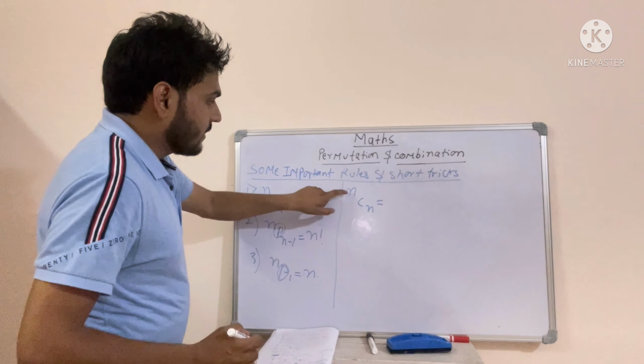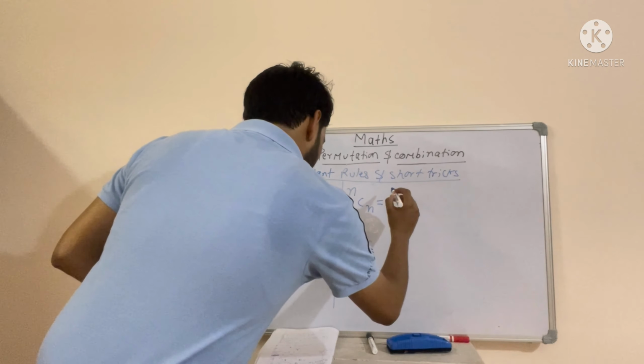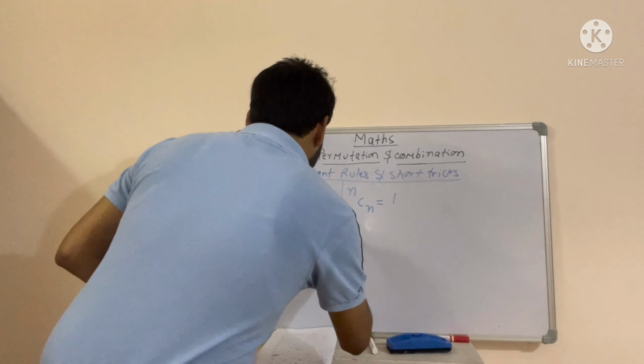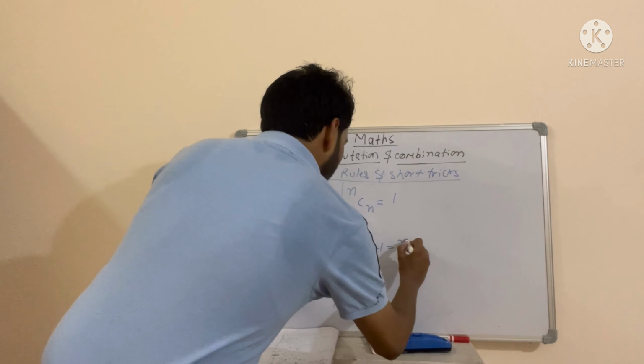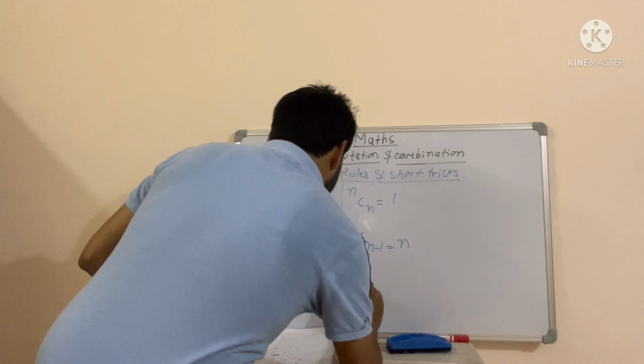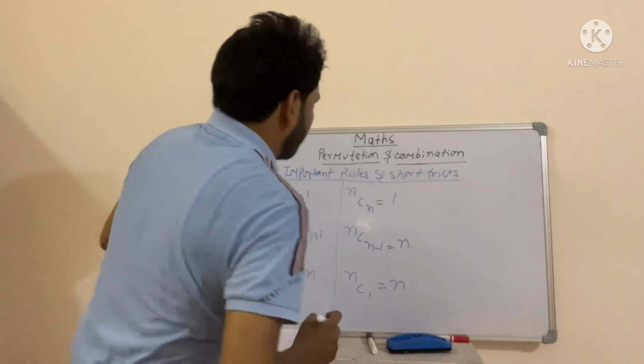Now for C, nCn will give you 1. nC(n minus 1) will give you n, and nC1 will give you n. These are some short tricks by which your sums will be solved very easily and fast.